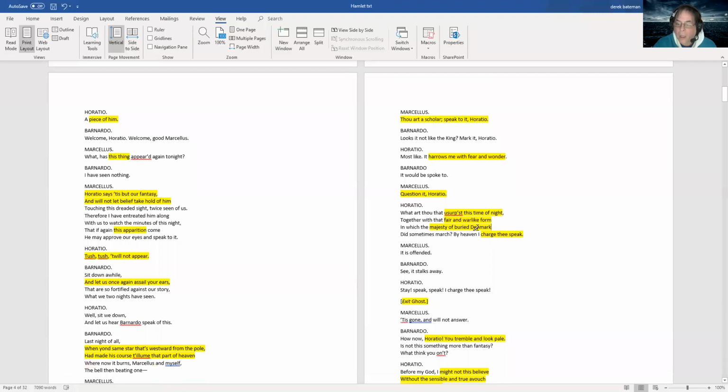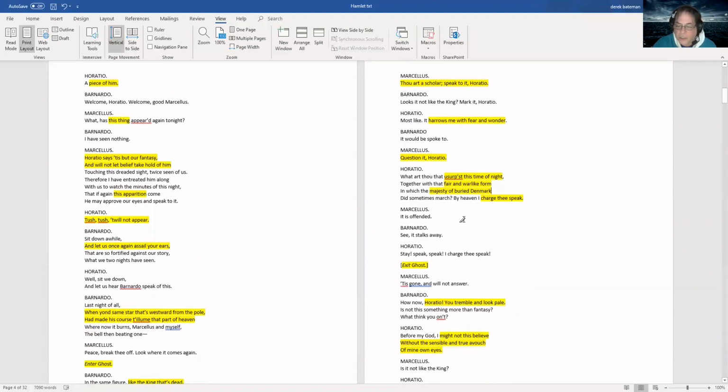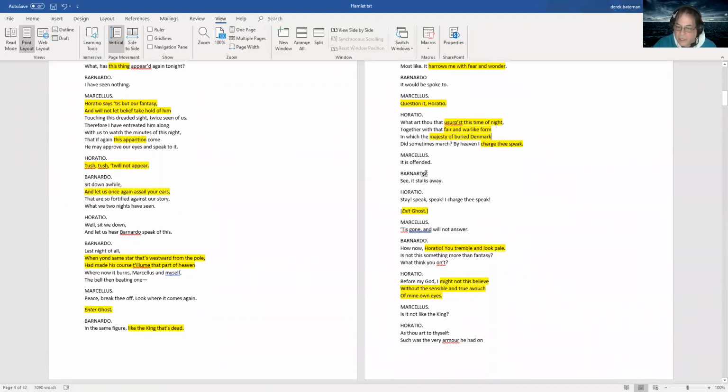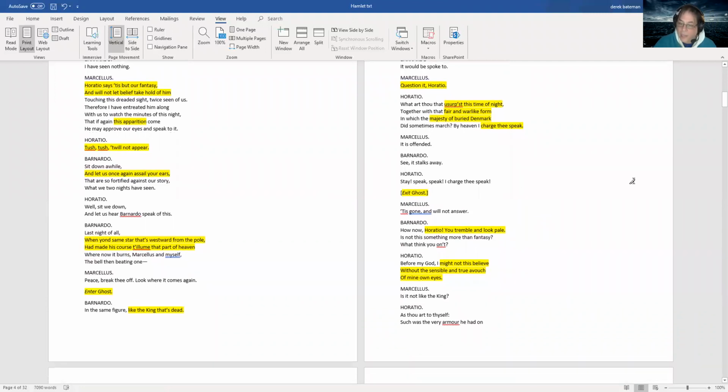Okay? I charge thee, speak. The ghost does not speak. They're insisting. It's stalking away. Stay, speak, speak. I charge thee, speak. And the ghost exits. Very brief scene. Okay? But what do we make of it? And how do our characters who are still on the stage, what do they make of it?